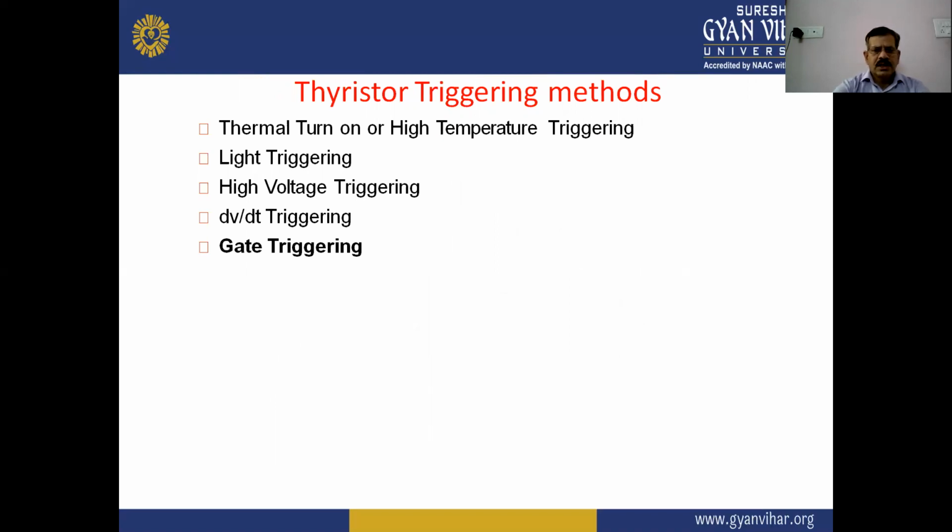Next one, thyristor triggering method or thyristor turn on method. There are different methods with the help of which we can turn on the thyristor or SCR by different techniques. First method is the thermal turn on or high temperature triggering. Second one is light triggering. Third one is the high voltage triggering method. Fourth one is the dV/dt triggering method. And last one is the gate triggering method. So there are a total of five types of triggering methods. With the help of these, we can turn on the thyristors from off state to on state.